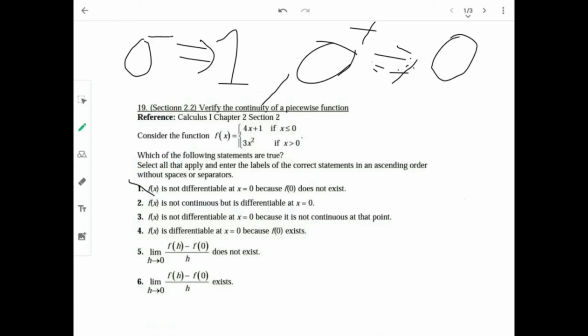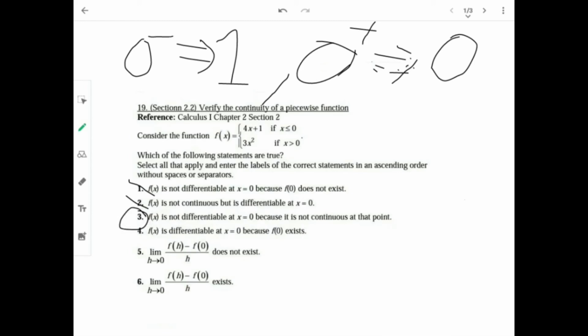So f of x is not continuous, but is differentiable? No. All differentiable functions are continuous. And since it's not continuous in the first place, the answer is wrong. F of x is not differentiable at x equals 0 because it is not continuous at that point. Yes, that's correct.